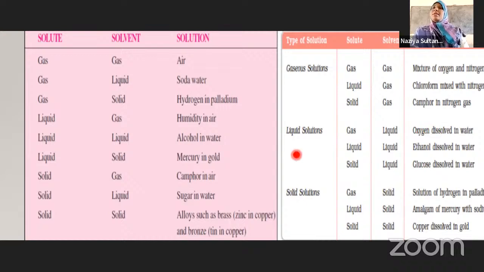Next, liquid solutions. Liquid solution means the solvent is the liquid. So gas in liquid is oxygen dissolved in water. This is again important because oxygen present in the water is the source of oxygen for the aquatic organisms. And liquid in liquid, ethanol in water, solid in liquid. These are the common examples. Whatever we have seen over here, the same examples are being repeated.